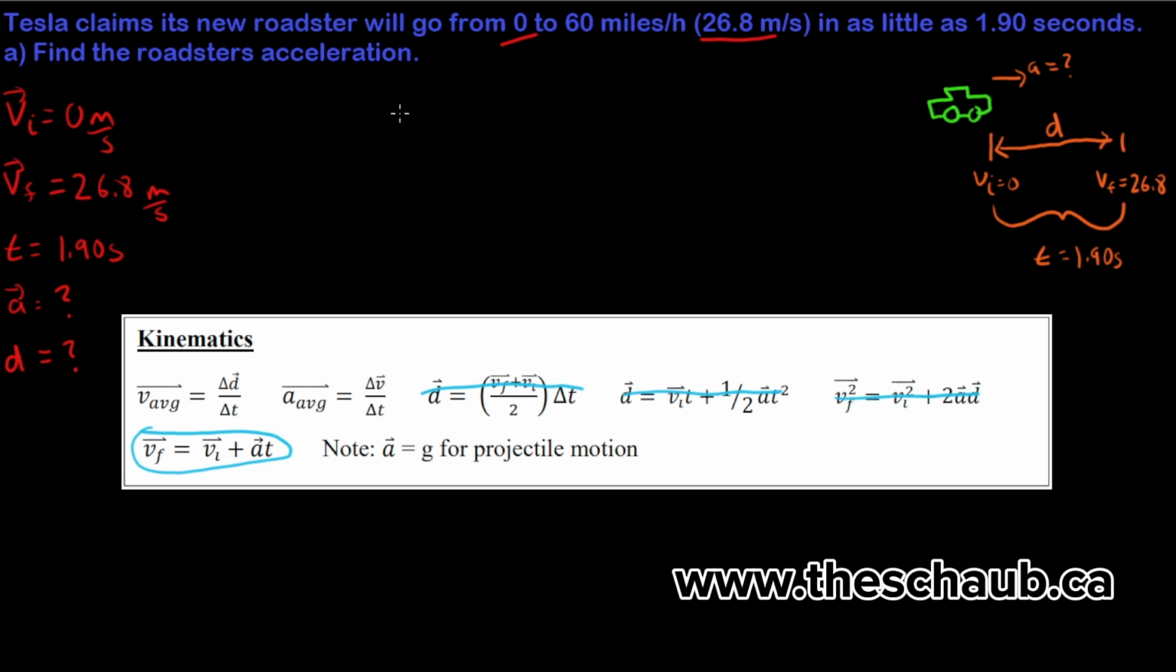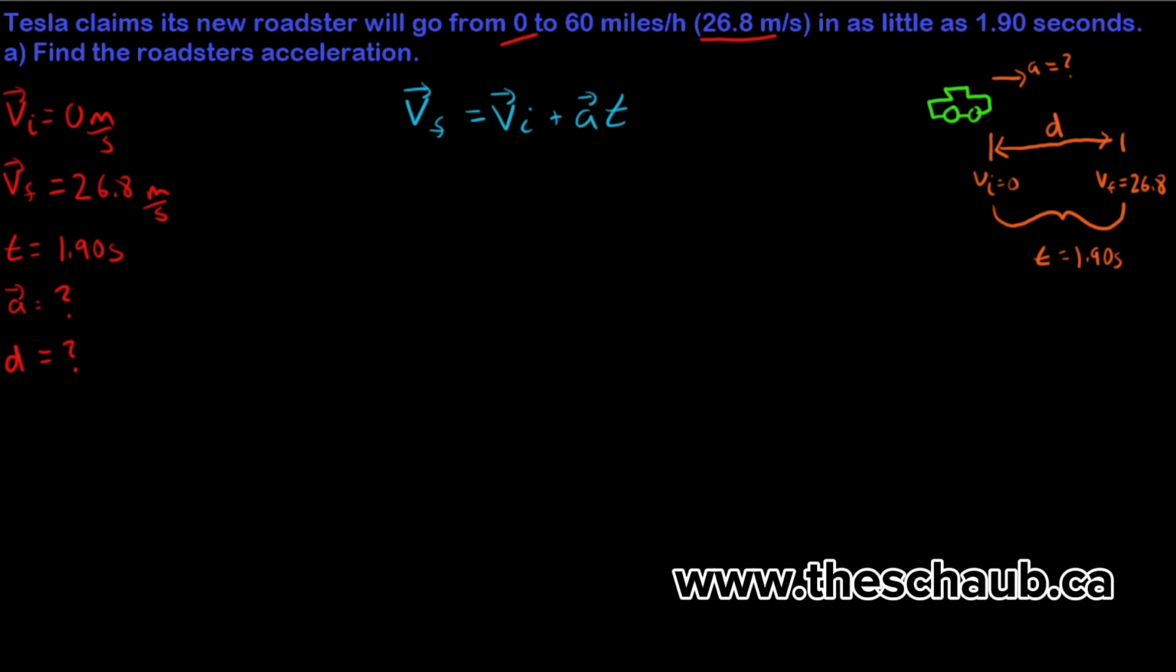So let's write this equation at the top of our page before we fill in numbers. VF is equal to VI plus AT. We're now ready for numbers, so let's go ahead and add them in. VF is 26.8 meters per second, which equals our VI, which is equal to 0 meters per second, plus our acceleration, which is what we're looking for, and finally our time, which is 1.9 seconds.